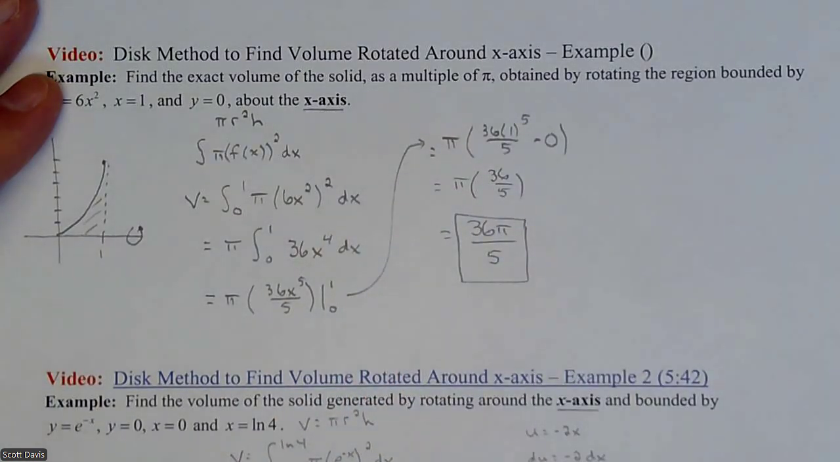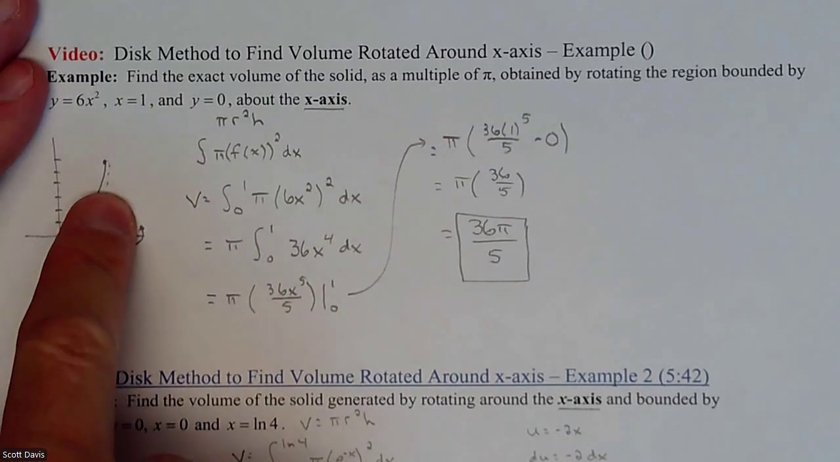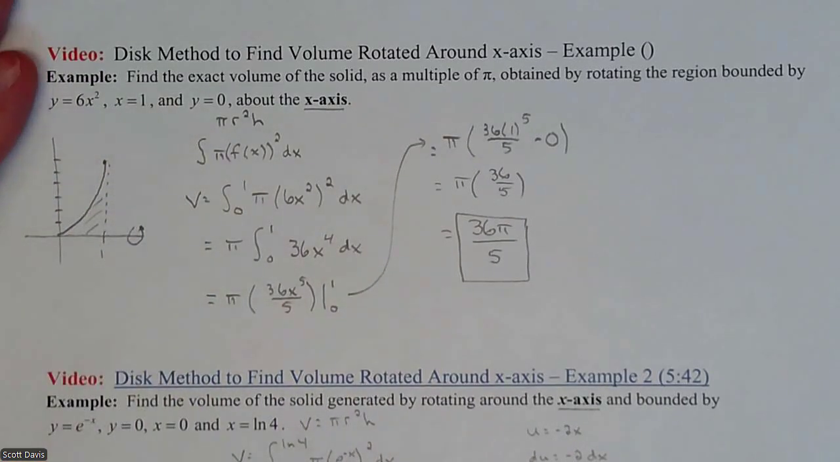All right, and that is an example of finding the volume of a shape that's changing and then rotating around the x-axis.